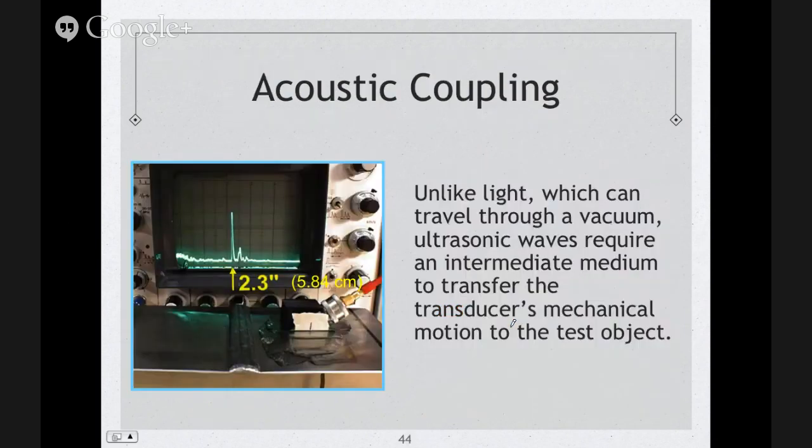Unlike light, which can travel through a vacuum, ultrasonic waves require an intermediate medium to transfer the transducer's mechanical motion to the test object. Okay, so we cannot do ultrasound in a total vacuum. Right? We need molecules in our material in order to do ultrasound. So we can't do it in space, let's say.